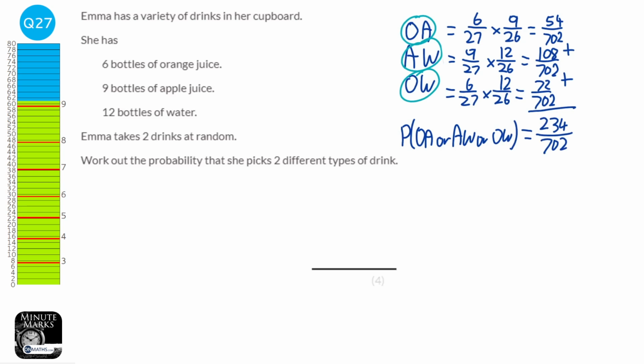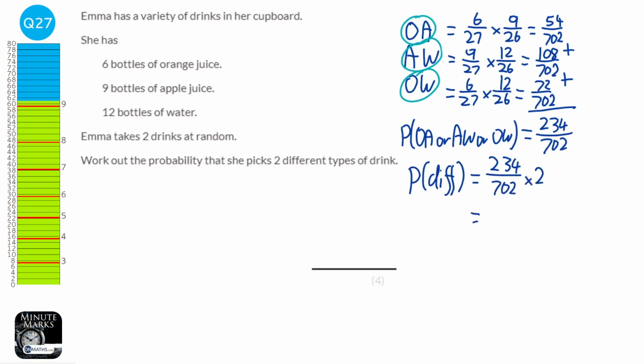Now, I said we would deal with the reverse situations now. We're going to deal with that now. And as I said, OA is going to be equal to AO, AW is equal to WA, and OW is equal to WO. So all we need to do to find the probability that the drinks are different is get the 234 over 702 and just double it.